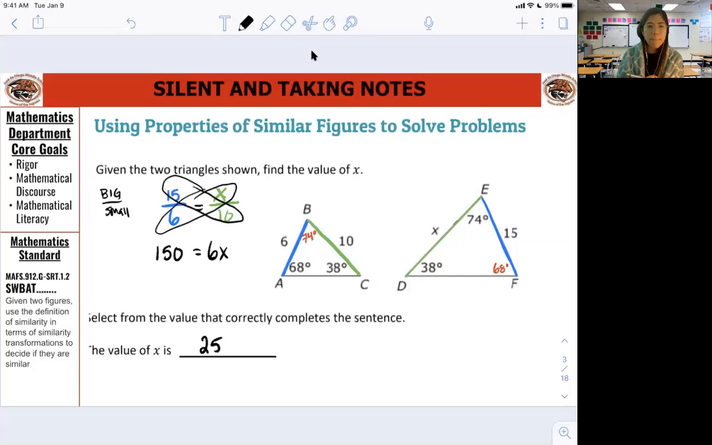Now what do I do to both sides? Divide by 6. So 150 divided by 6 is 25. All right, so it's basically that. We're going to do that a couple of times. When you have one missing side, you just set up your proportion, cross multiply, and then solve for x. Not too bad. Do I have any questions so far up to this point?